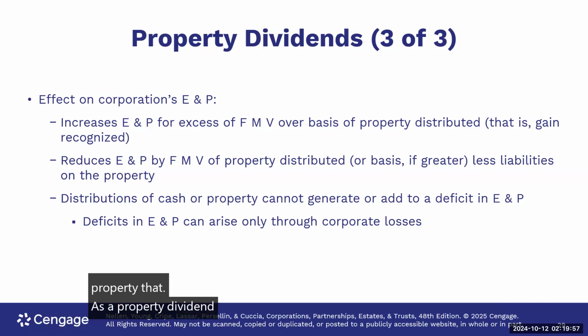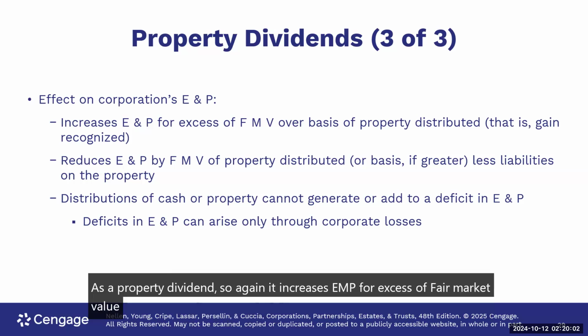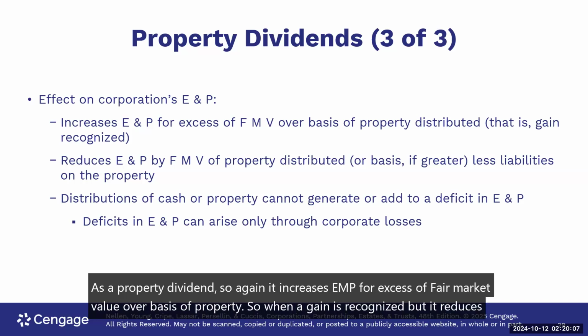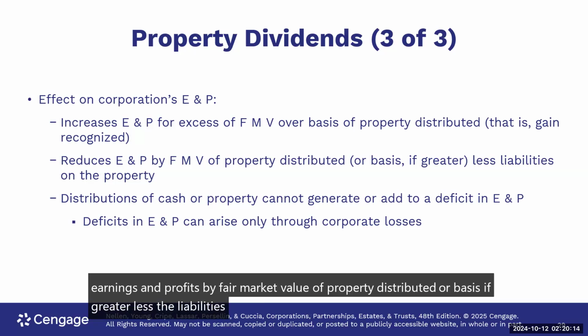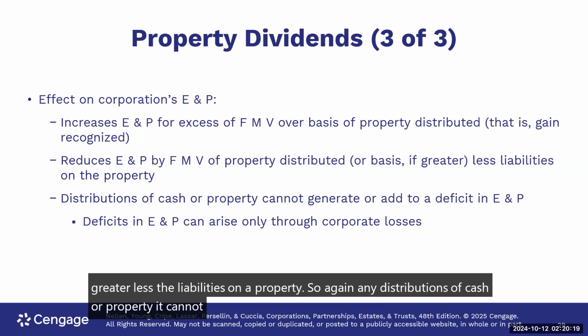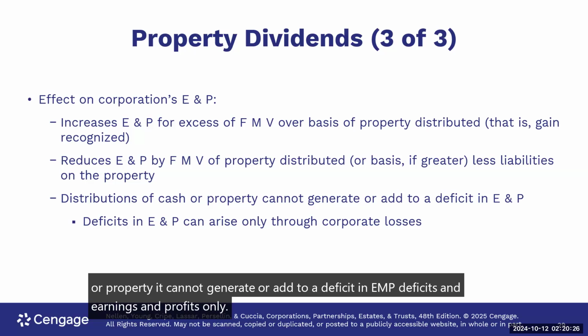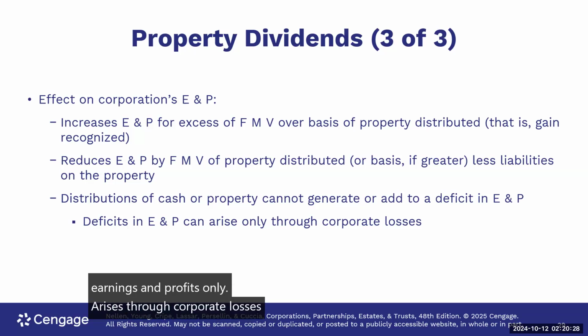So again, it increases E&P by the excess of fair market value over basis of property, when a gain is recognized, but it reduces earnings and profits by the fair market value of property distributed, or basis if greater, less the liabilities on the property. So again, any distributions of cash or property cannot generate or add to a deficit in E&P. Deficits in earnings and profits only arise through corporate losses. So something important to keep in mind.